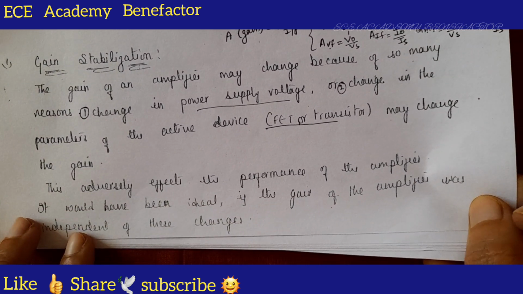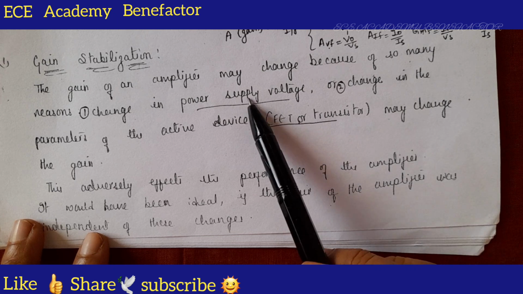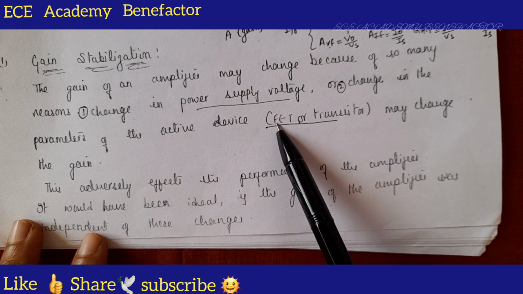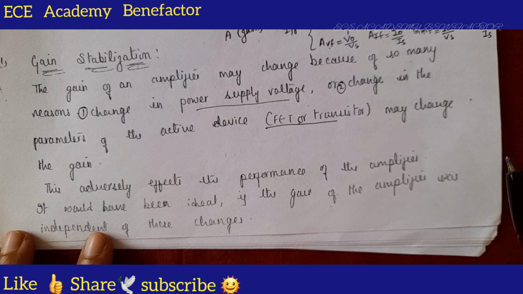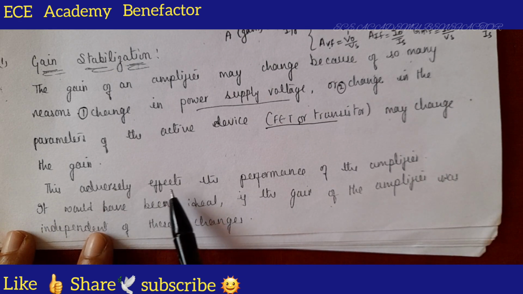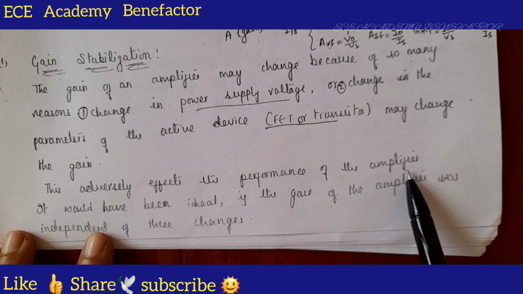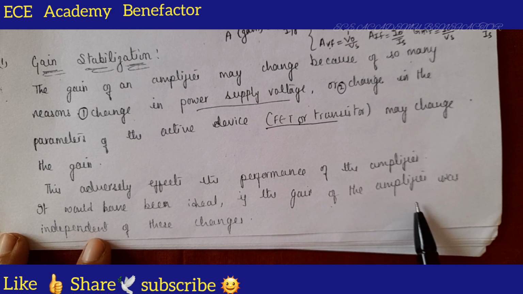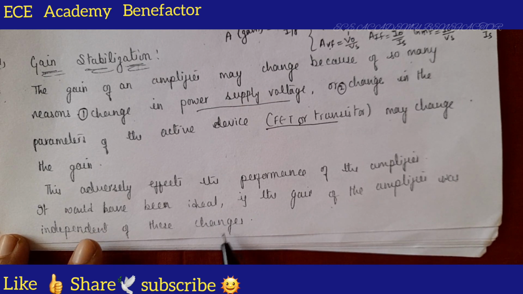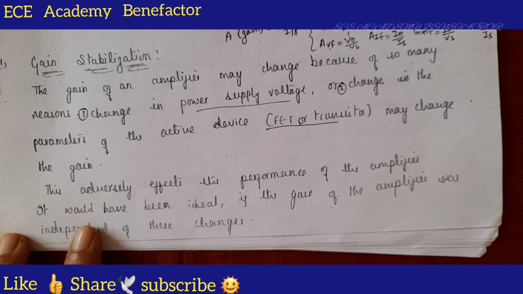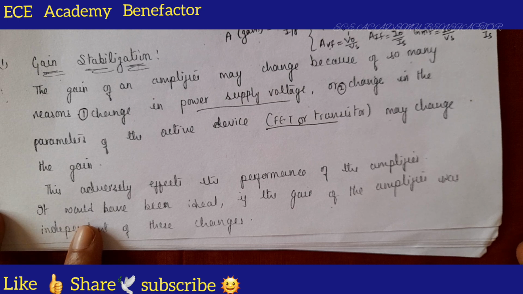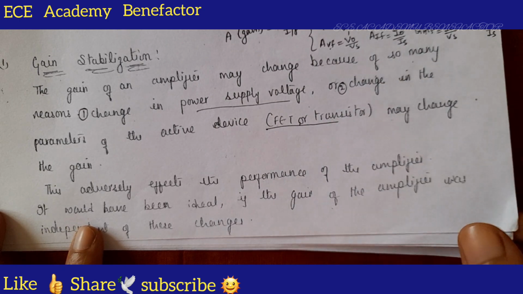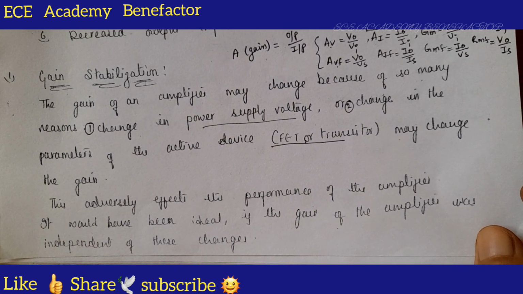What happens due to change in power supply voltage or change in the parameters of active devices? The performance of the amplifier gets affected. This adversely affects the performance of the amplifier. It would have been ideal if the gain of the amplifier was independent of these changes. Ideally we are saying that it is independent, but practically, due to change in power supply voltage or due to change in parameters of the active devices, the gain of the amplifier may not be stable. So the basic need is to stabilize the gain.